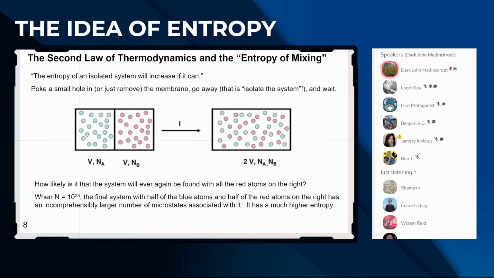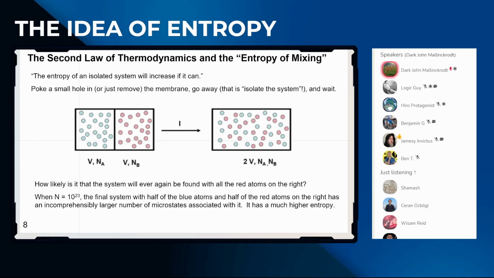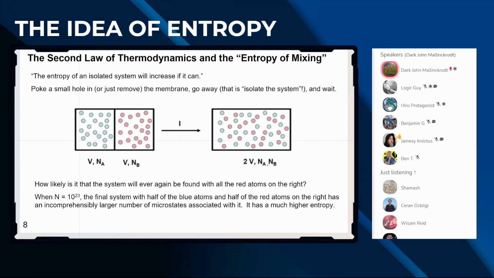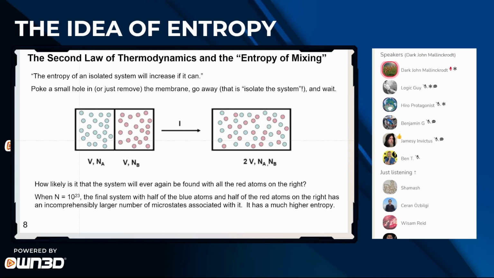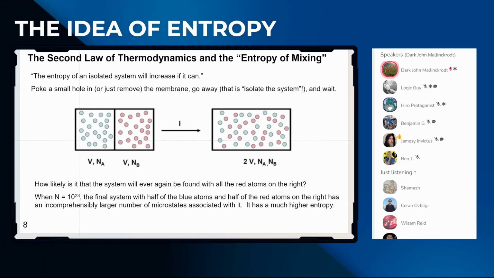Now it has a certain amount of entropy because of the way I've put blue and red atoms or molecules into that box. And you can see, I think, that in going to the picture on the right, where I've removed the membrane, or maybe I poked a hole in it, I now have, I hope you can see, a higher entropy system.